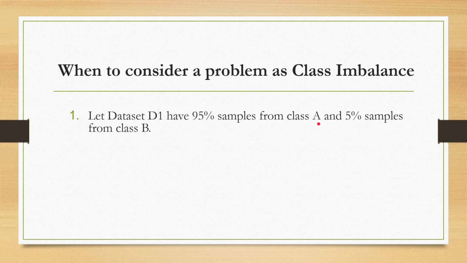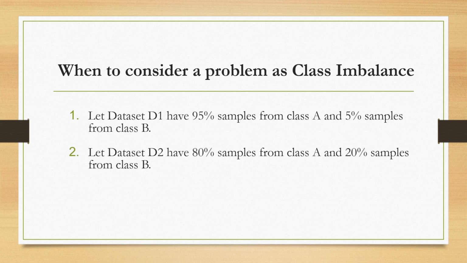Therefore, we can understand that from the 100% of the total data set, only 5% of samples belong to class B and the remaining 95% of samples belong to class A. Therefore, the model learns more information from class A and it may not learn properly from class B. If the overall data set is only 100 samples, 95 samples belong to class A and only 5 samples belong to class B. Therefore, it could not perform well. So we call this data set as having class imbalance.